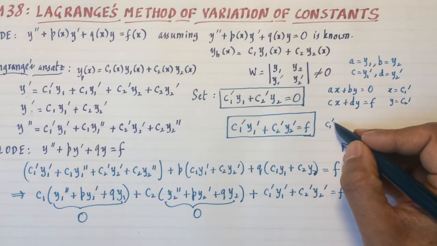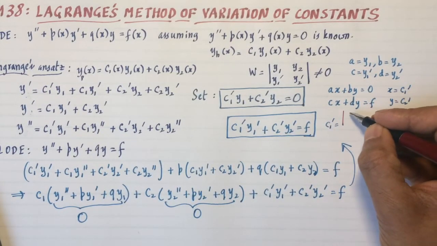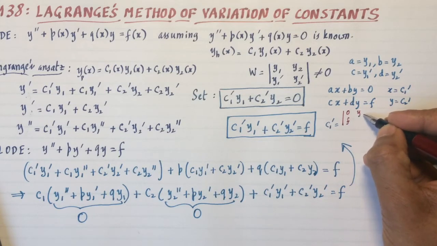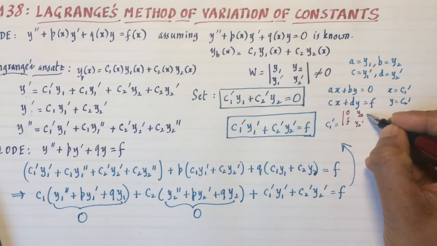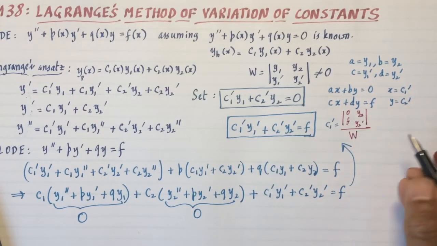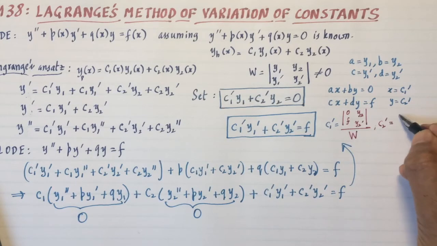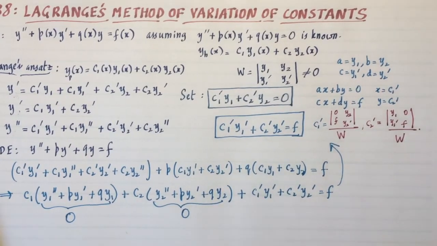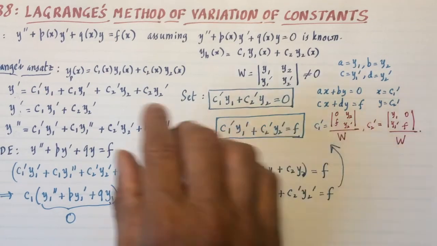So C1 prime by Cramer's rule is the coefficient matrix, this time with 0, f, y1, y2 prime, divided by the Wronskian, because the Wronskian is this one. And C2 prime, likewise, is y1 prime, 0, f, divided by the Wronskian. So this is a very elegant method, and once you find C1 prime and C2 prime, you can find C1 and C2 up to a constant. That constant is very important because that constant is going to give you the homogeneous solution.